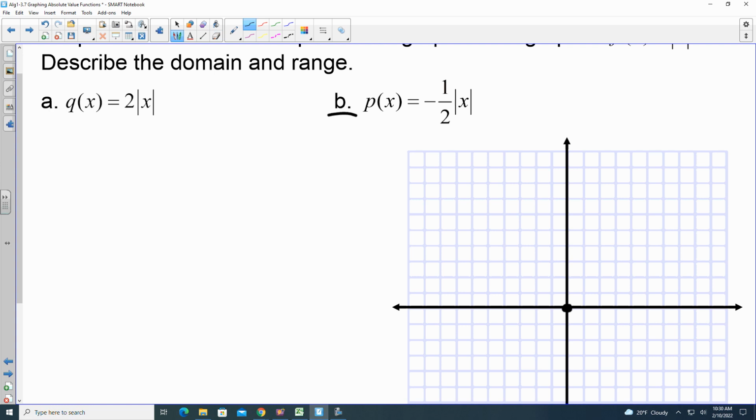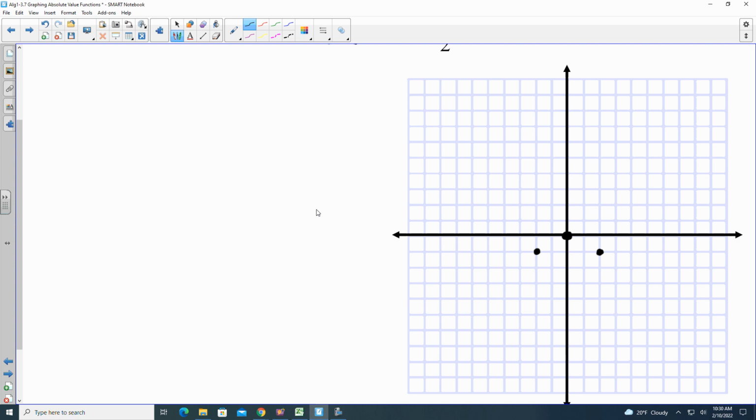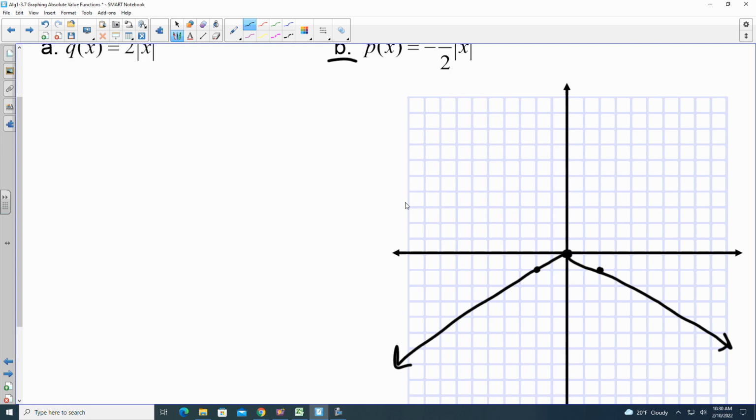But now let's say I picked a value of positive 2. Absolute value of positive 2 is 2. 2 times a negative 1/2 is negative 1. So 2 comma negative 1 gets plotted here. Now, if I use negative 2, absolute value of negative 2 is positive 2, and positive 2 times negative 1/2 is also negative 1. So because of that negative 1/2, my absolute value function now becomes an upside down V shape. And so that's where the negative comes in.